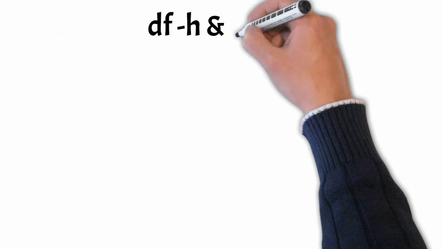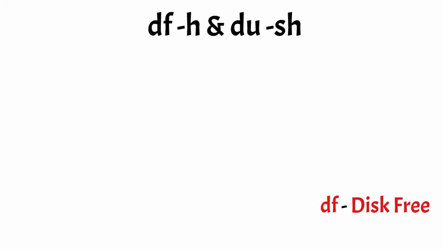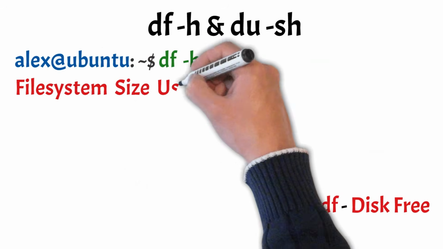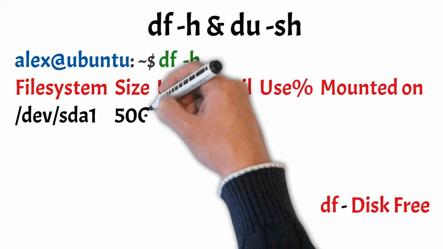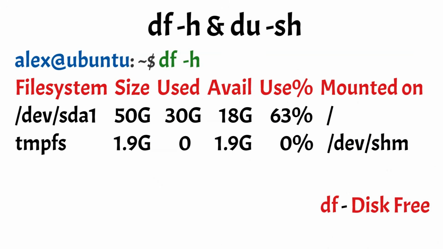Now let's take a quick look at how to check disk space and usage in Linux. The df command, short for disk free, shows an overview of how much space is available and used across your mounted file systems. When you add the -h option, the sizes are shown in a human-readable format, like gigabytes or megabytes.